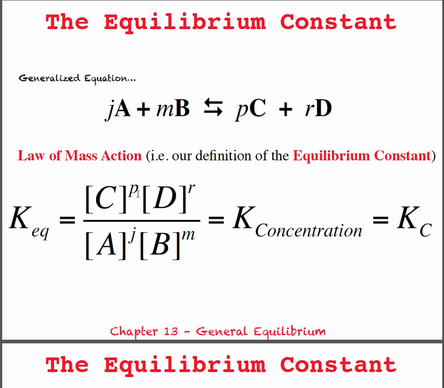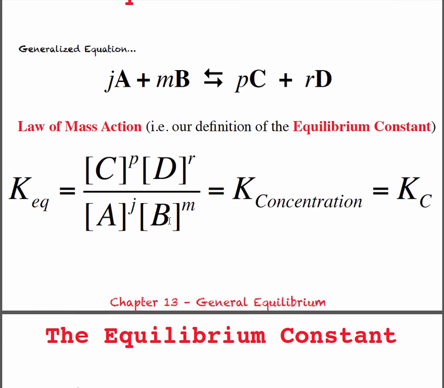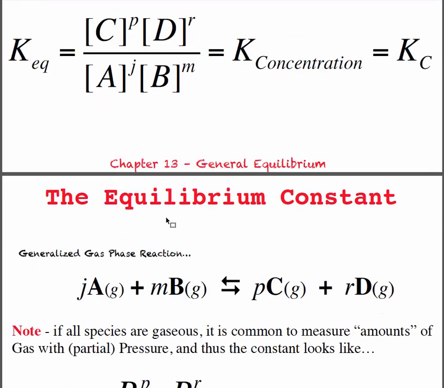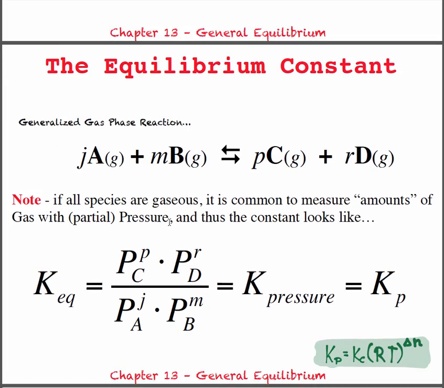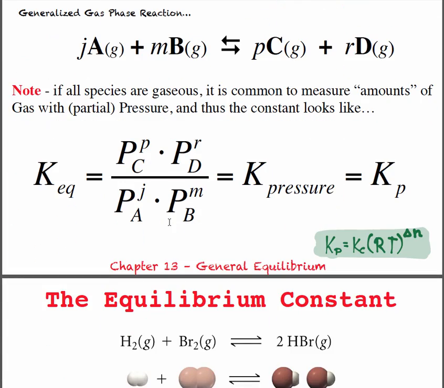Because think about it, if I have a whole bunch of C and D and a little bit of A and B, in some way I guess the reaction favors making C and D. And the constant will be large. And by large I mean larger than 1. And by larger than 1 I mean usually a lot larger than 1. Thousands, millions, something like that.